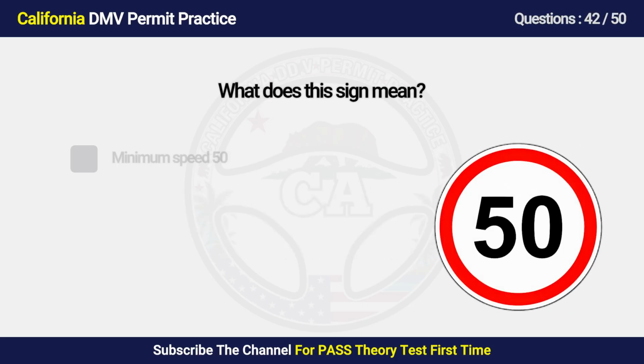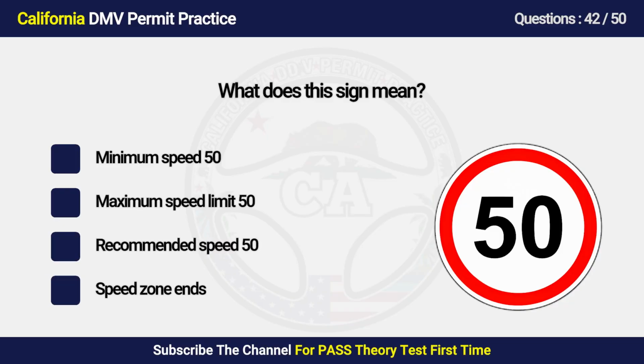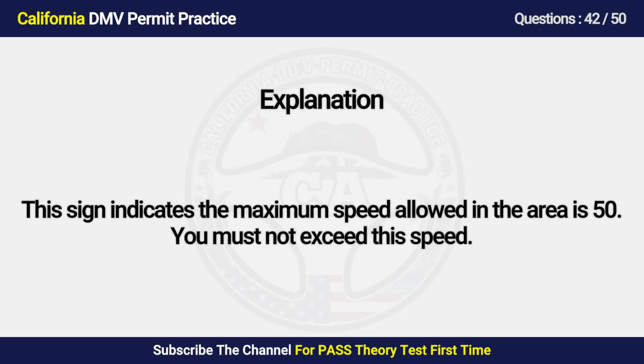Question 42. What does this sign mean? A. Minimum speed 50. B. Maximum speed limit 50. C. Recommended speed 50. D. Speed zone ends. Answer is B. Maximum speed limit 50. This sign indicates the maximum speed allowed in the area is 50. You must not exceed this speed.